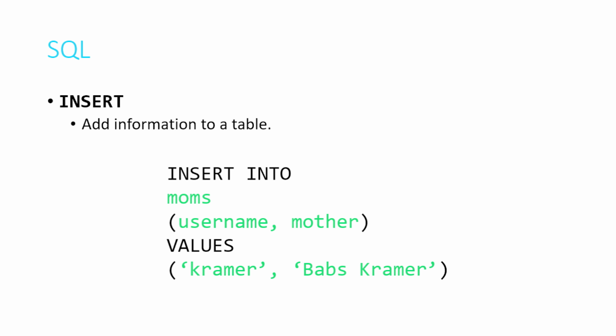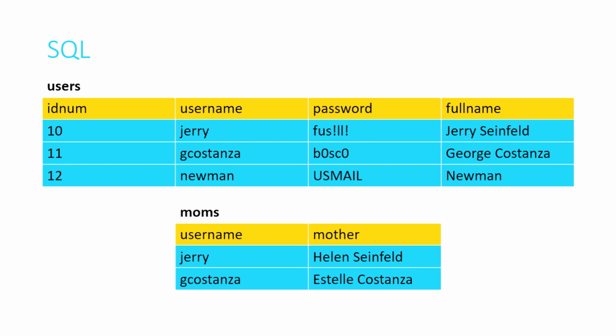Let's do this another time. Let's insert into the other table, insert into the users table the following values into these following columns. We can insert into the username and mother columns of the users table the values Kramer and Babs Kramer. And just like what we saw before, this is what we would have as a result. We would just insert that row, and it would now be part of our database and part of our tables. So that's the insert operation.